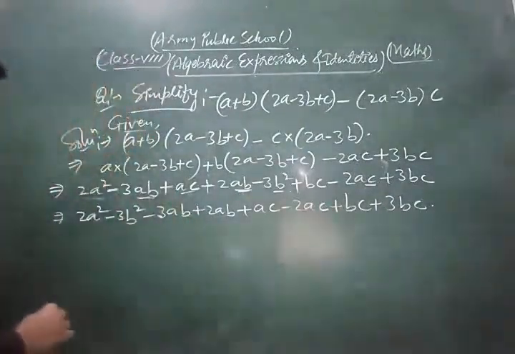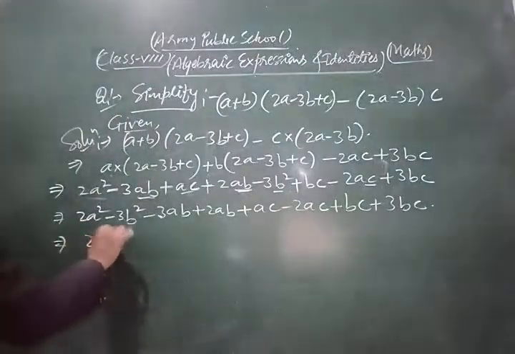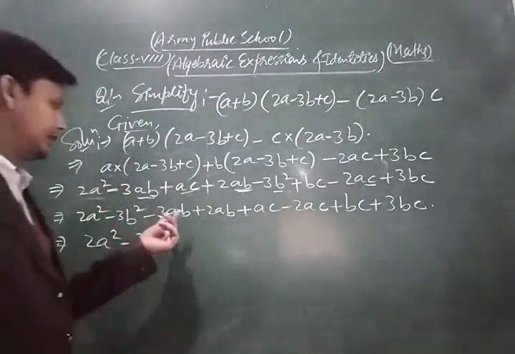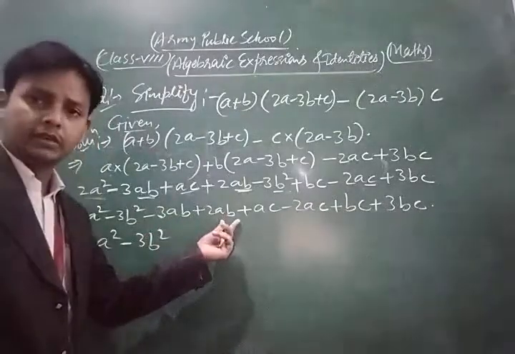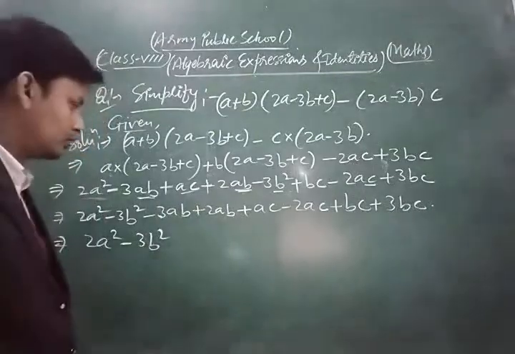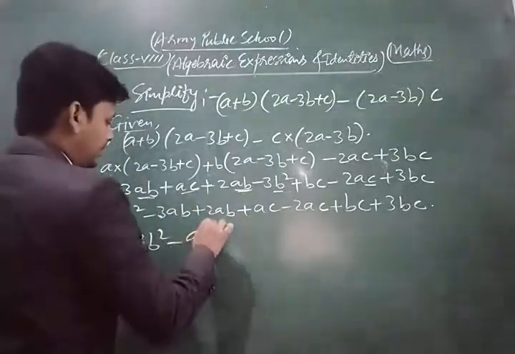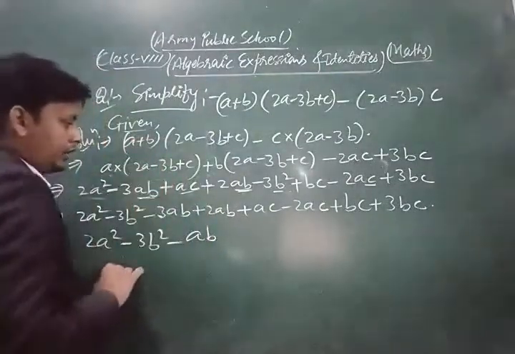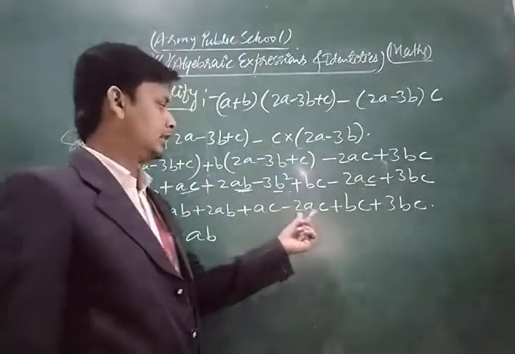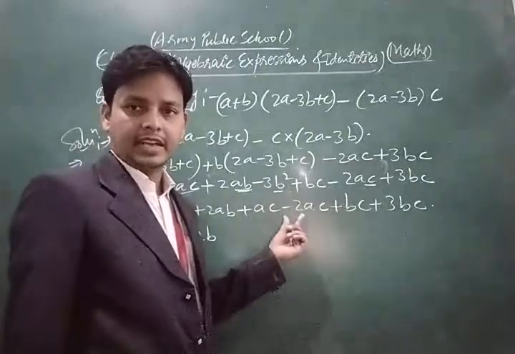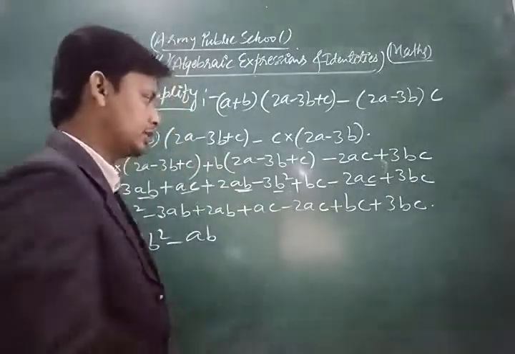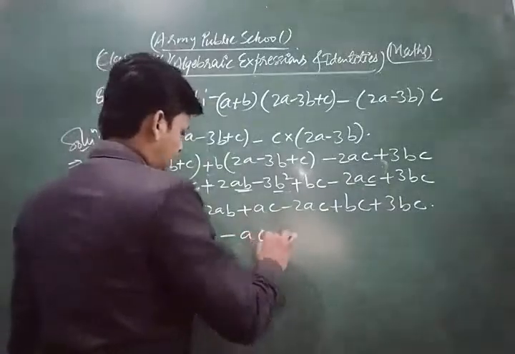Now we simplify them. Look, 2a square is written as it is, minus 3b square is written as it is. Now this is ab, this is also ab. This is minus 3, this is plus 2, so minus 1 is left here, so minus ab is left. Now look here: this is plus ac and this is minus 2ac. ac is a like term, so minus 2 plus 1 gives minus 1 left. So minus ac is left here.